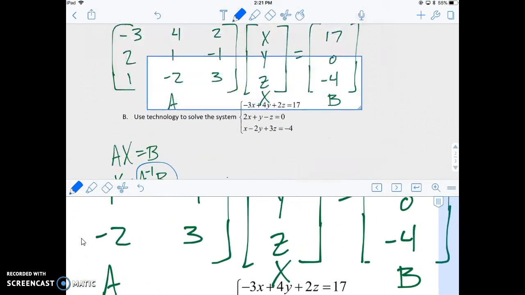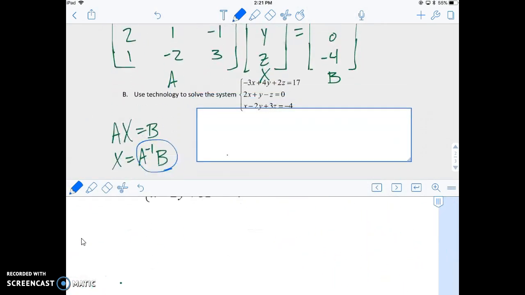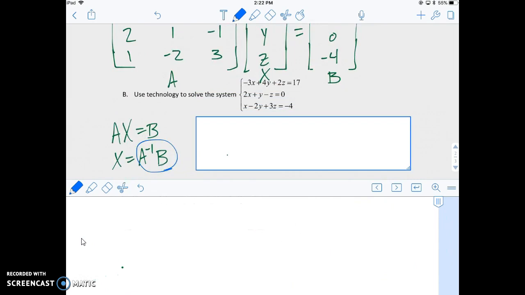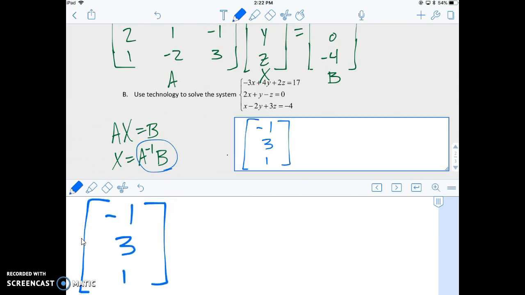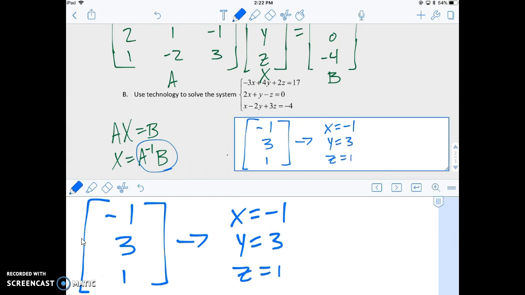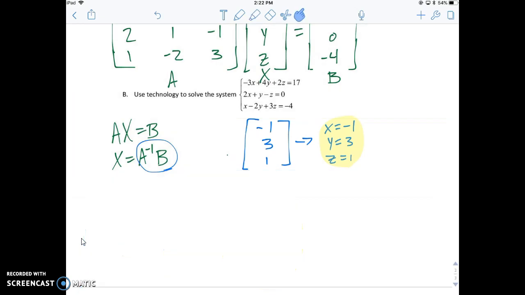So we have our A and our B matrix from part A. We can plug those into Desmos, type in A inverse B. That will give us the matrix of negative 1, 3, 1. A 3-row by 1-column matrix. So that will tell us X equals negative 1, Y equals 3, and Z equals 1. They are this way because of how we wrote it. We wrote X, Y, and Z purposefully in order so that it read out nicely like that for us.